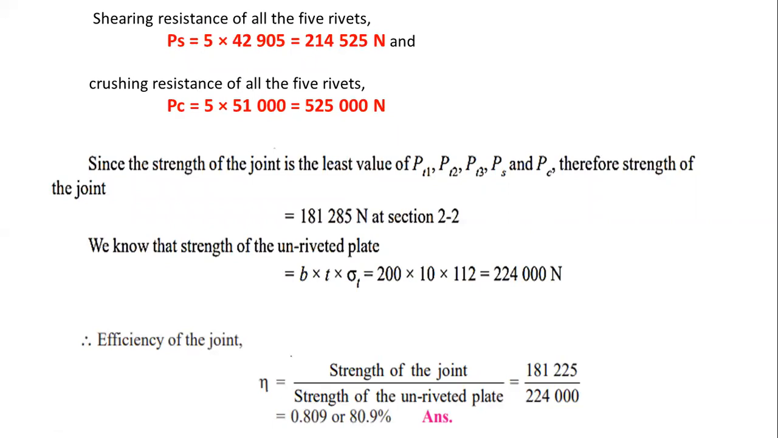After getting the efficiency of the joint, you have to determine the pitch of the rivet, margin, and row pitch. This is the procedure for a structural joint. In the next class, I will explain eccentric loaded riveted joint problems.